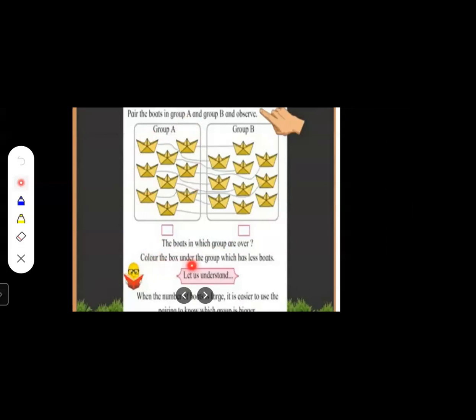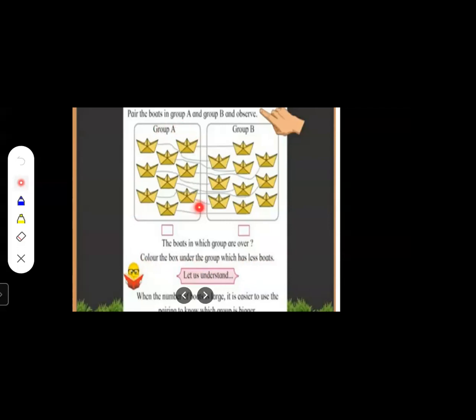Color the box under the group which has fewer boats. Just now I had told you, students, that in which group there are fewer objects, the objects have been finished. But in another group, the objects are remaining. It means what, students? There are more objects. So over here, we have to color the box under the group which has fewer boats.